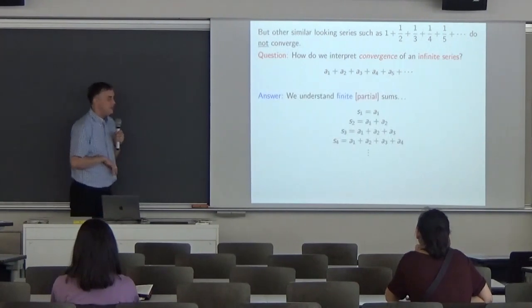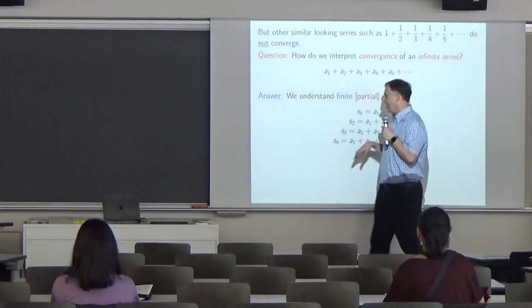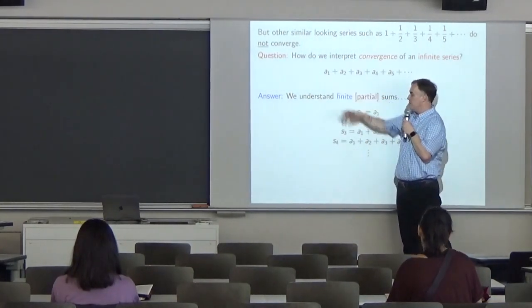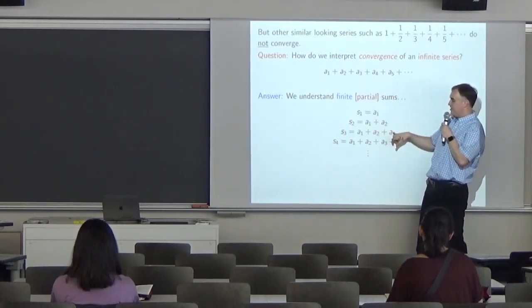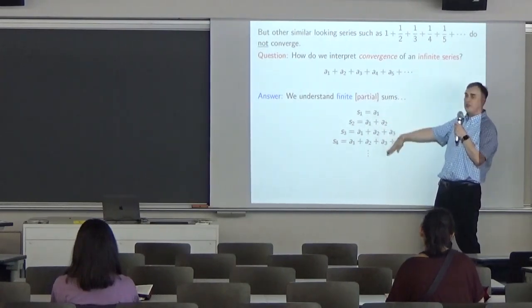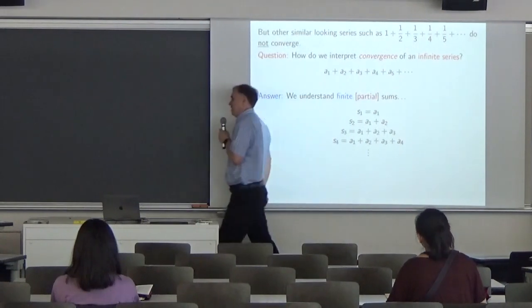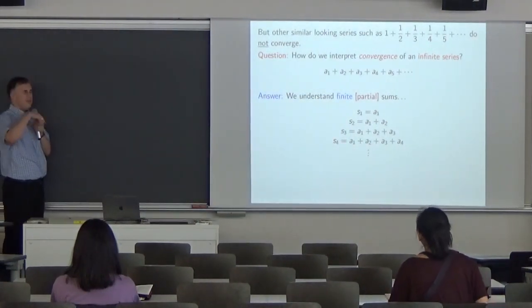Well, what do we understand? We understand finite sums. So if we look at parts of this, like the first term is A1, the second sum is the first 2 terms, the third sum is the first 3 terms, and so on, we can actually calculate all of these because they're all finite, they're all partial sums. And so this gives us a way into actually assigning a value to the infinite series.